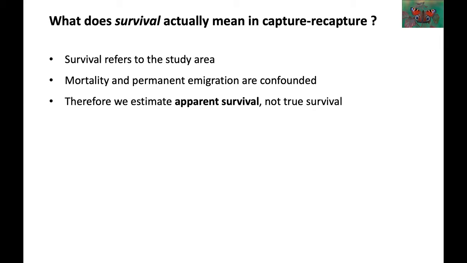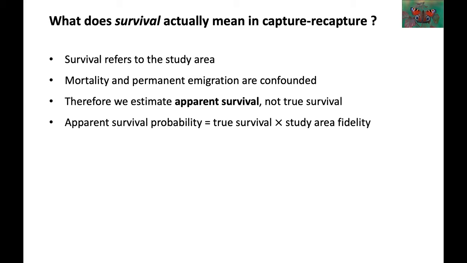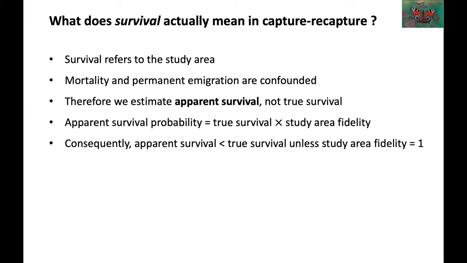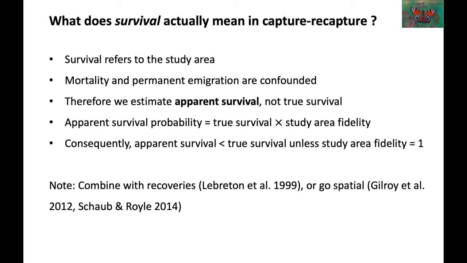Therefore, what we estimate is what we call apparent survival. It's not true survival. Apparent survival is the product of the true survival times the fidelity to the study area. And of course, apparent survival is always lower than true survival because of this fidelity probability, unless the fidelity is one, unless you never leave the study area for good, in which case apparent and true survival are the same. There are some ways to account for that. You may combine with data on recoveries of dead individuals, or you can go spatial, like in a paper that Michael wrote with Andy Royle. These techniques can help you get a bit closer to true survival when you're not sure that fidelity is one in your study area.